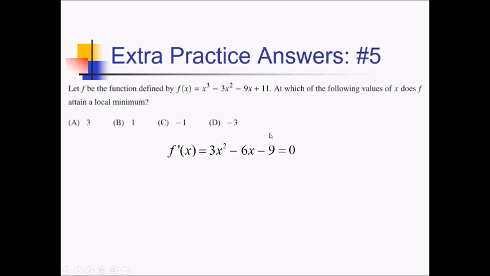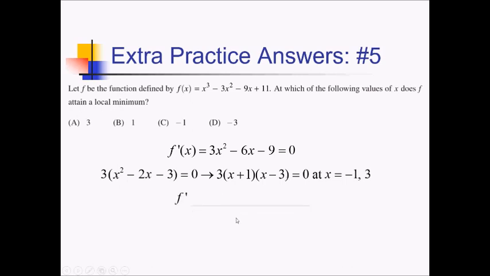I can factor a 3 out of all this, so that's going to be x squared minus 2x minus 3 equals 0. And factoring this, I need numbers that multiply to negative 3 and add up to negative 2. So I can write x plus 1 and x minus 3. So that gives me x values negative 1 and positive 3. So these are my critical values. I'm going to put these on an f prime number line and do a little sign analysis now. So there's negative 1, there's 3, and here we go with some sign analysis.